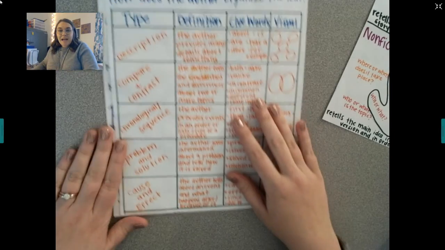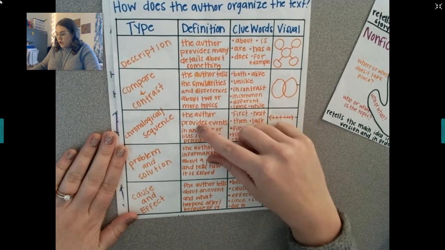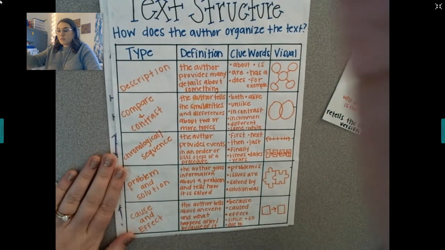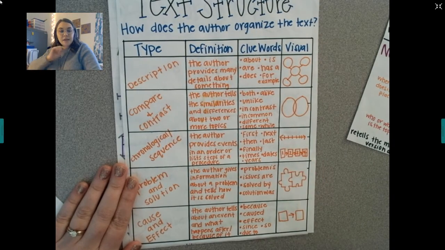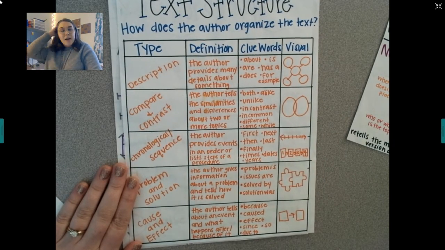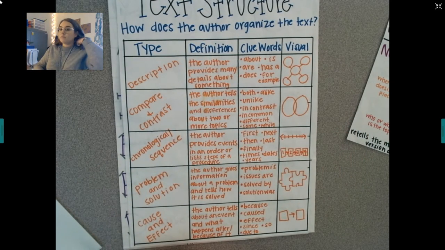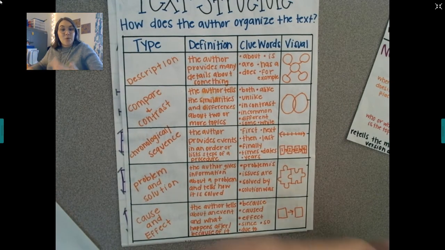Then we have to decide the text structure. Is it description, compare and contrast, chronological sequence, problem solution, or cause and effect? So far, all the things that we've done have been description, right? The author is giving us details about one thing. Now, if they're giving us details about two things, then that would be compare and contrast. Chronological sequence is when they tell you the things in order.